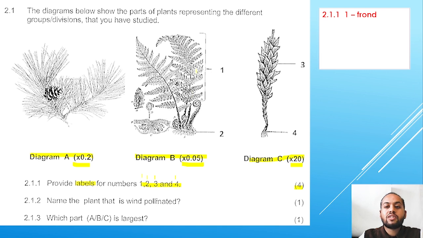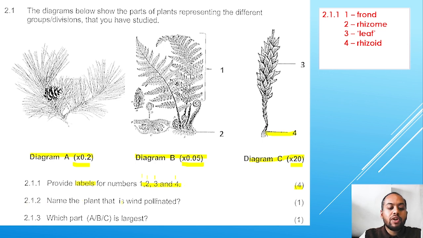This is going to be referred to as the frond. Number 2 is referred to as the rhizome. Number 3 is going to be referred to as the leaf. And number 4, the root-like structures in the moss plant, is referred to as the rhizoid.